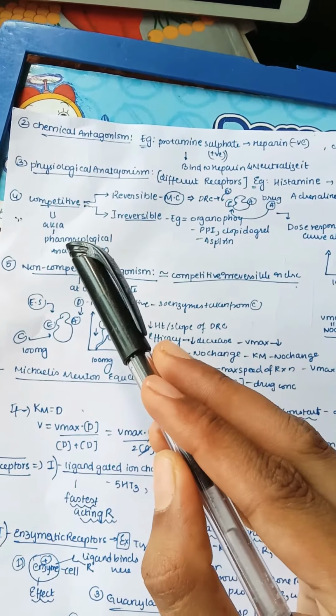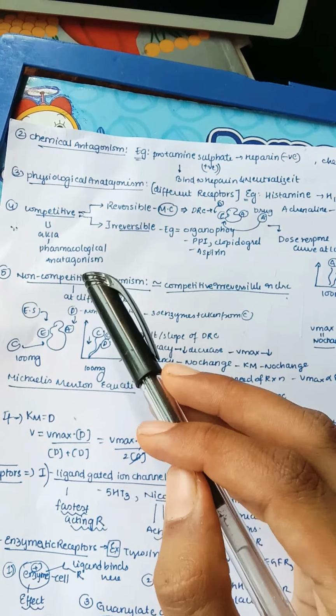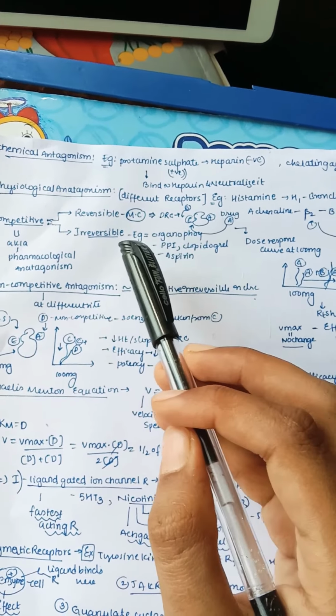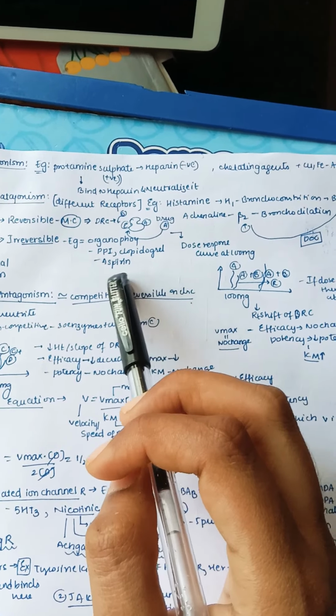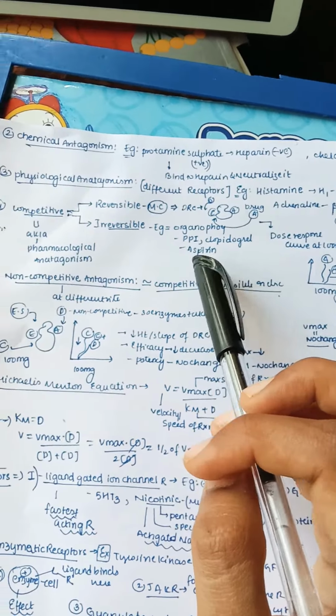And next we have competitive, which is also known as pharmacological antagonism. Here we also have irreversible type examples like organophosphates, PPI, clopidogrel, aspirin. So these are the examples of our irreversible type.